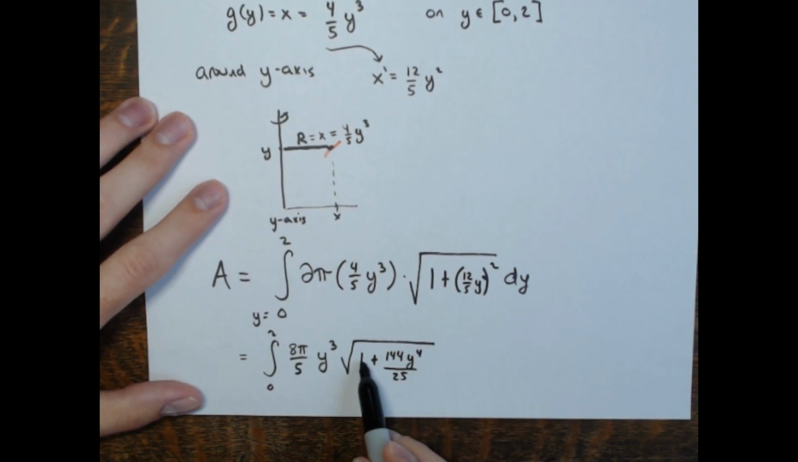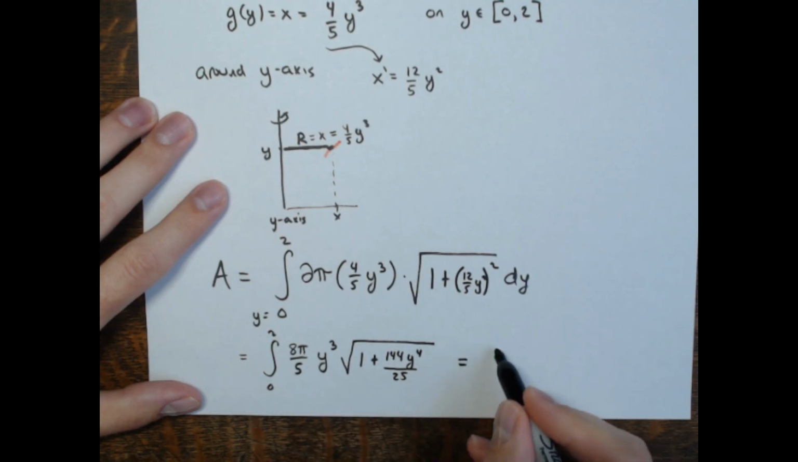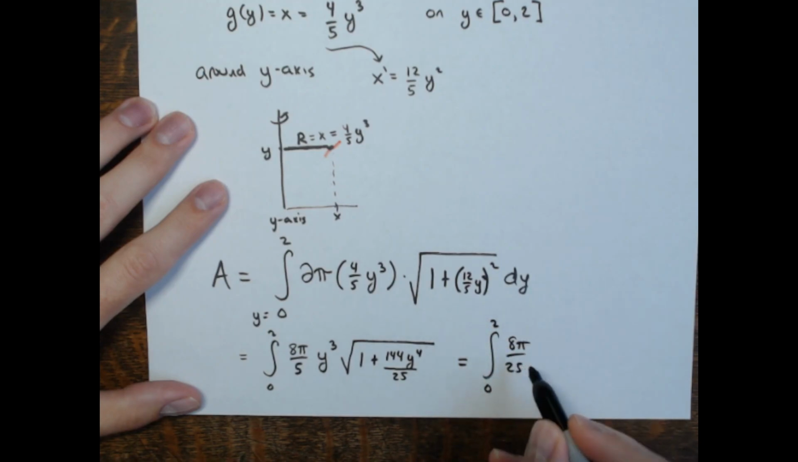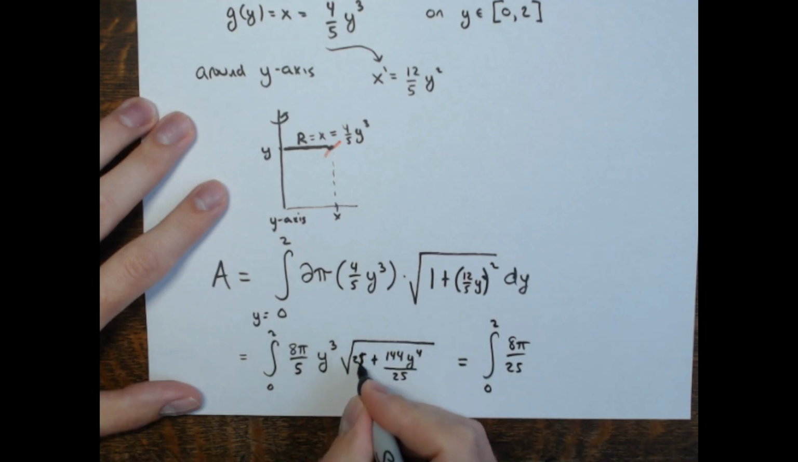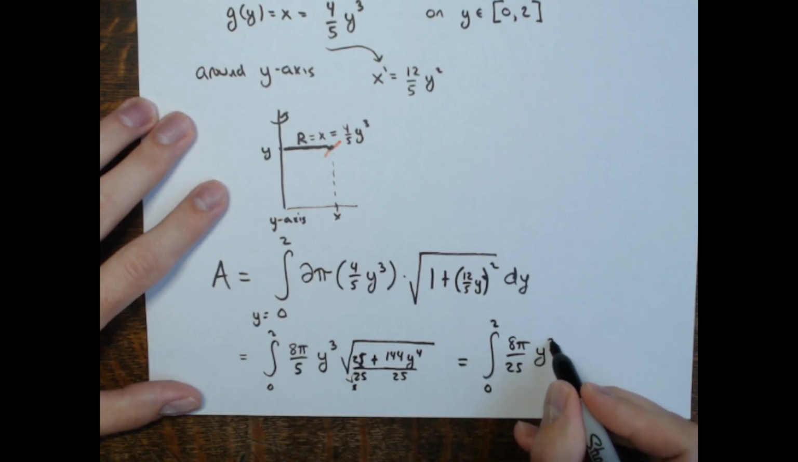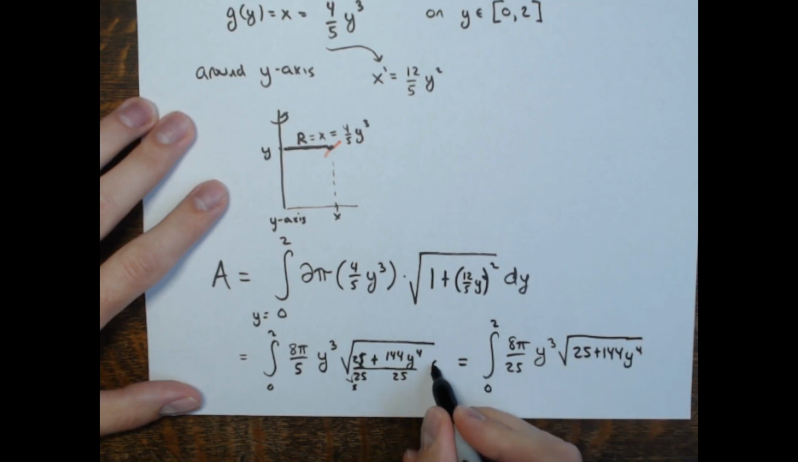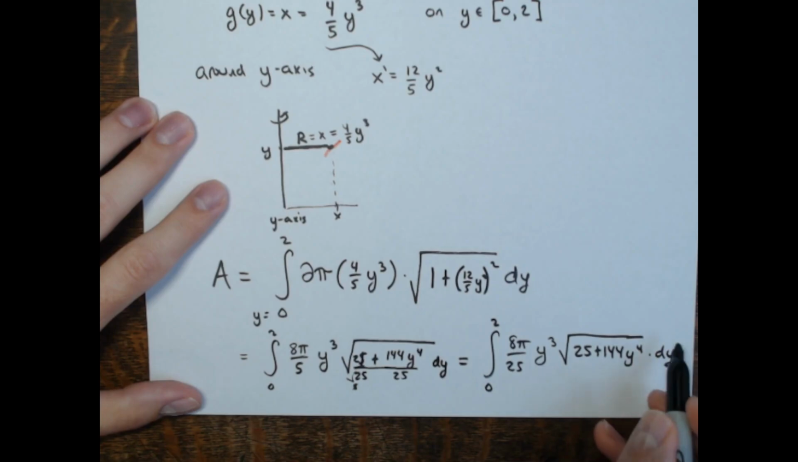And really, if I make the 1 into 25 over 25, you can divide by the square root of 25, right? The square root of 25 is 5. That would put another 5 in the denominator here. I could actually make this the integral from 0 to 2 of 8 pi over 25, right? Because again, make this 25 over 25, and then you have all over 25. The square root of 25 is 5. Pull that out. So 8 pi over 25 times y cubed, and then times the square root of 25 plus 144 y to the 4th, and then your dy outside, times dy.